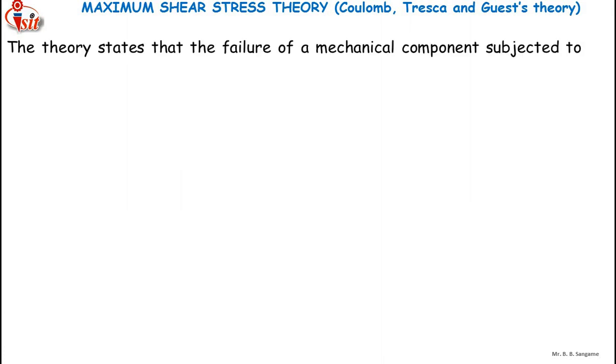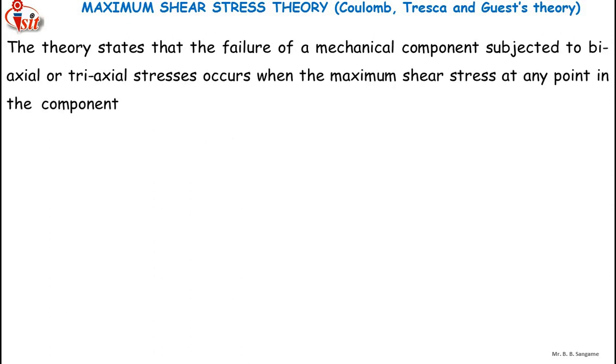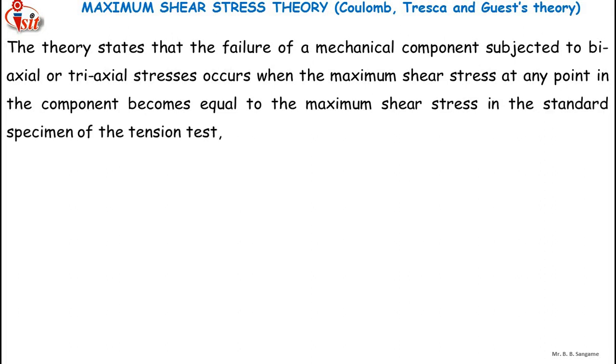The statement of maximum shear stress theory is: the failure of a mechanical component subjected to biaxial or triaxial stress occurs when the maximum shear stress at any point in the component becomes equal to the maximum shear stress in the standard specimen of the tension test when yielding starts. Okay, so according to the statement, first of all, I'm going to construct the Mohr circle, which we have seen in the previous video.